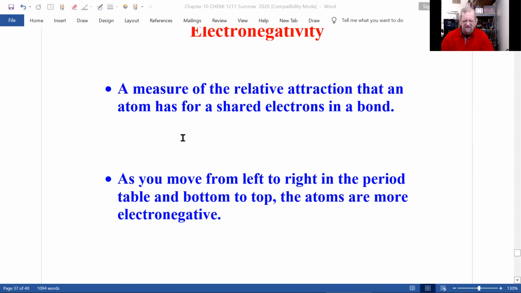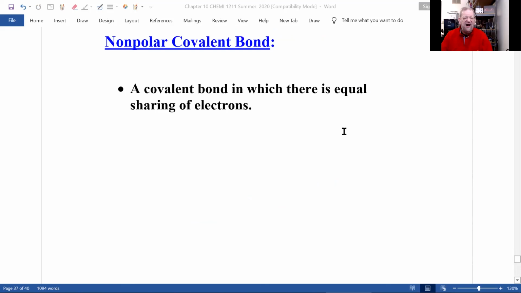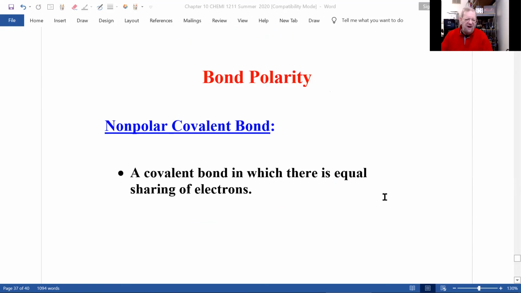When you move from left to right in a row of the periodic table, atoms are more electronegative. When you go from bottom to top of a column, atoms become more electronegative. The most electronegative atom in the periodic table is fluorine, and oxygen is more electronegative than hydrogen. And this causes a slight shift in the electrons, which we call polar.